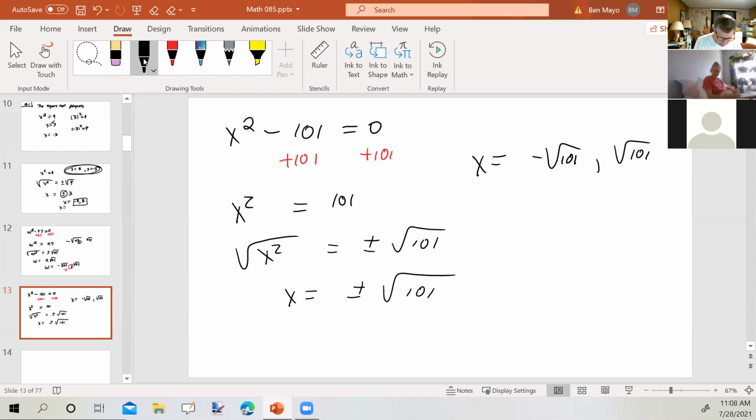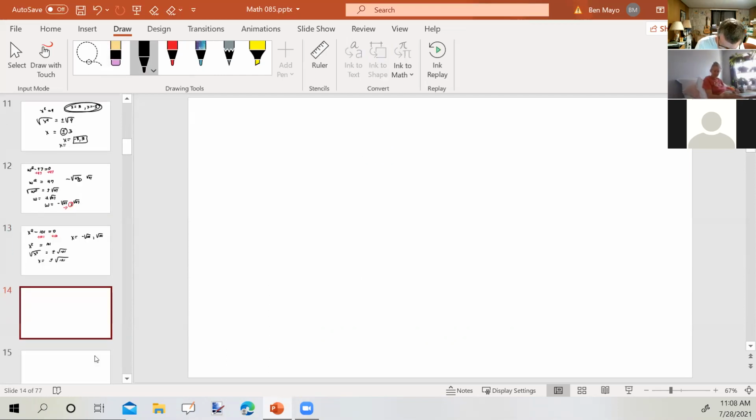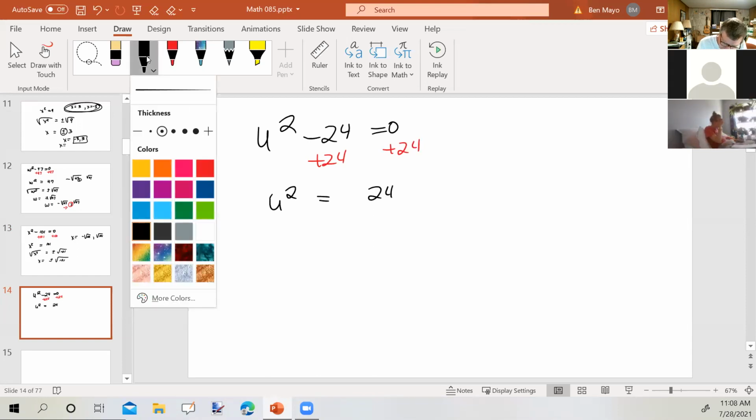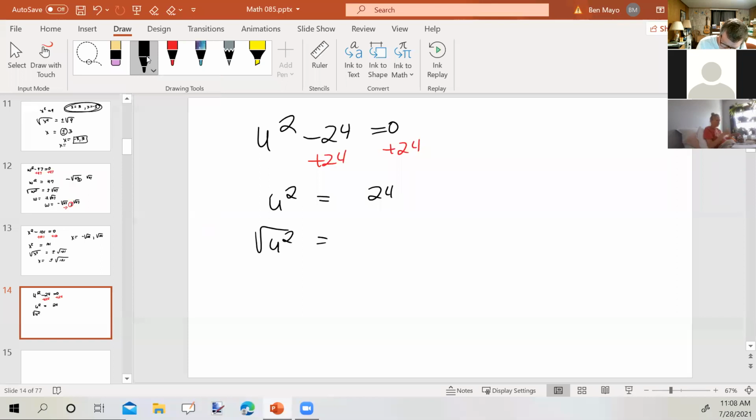Okay. Another example, u squared minus 24 equals 0. So we will add 24 to both sides of the equation and get u squared equals 24. Then we'll take the square root of both sides of the equation and get u equals plus or minus the square root of 24.